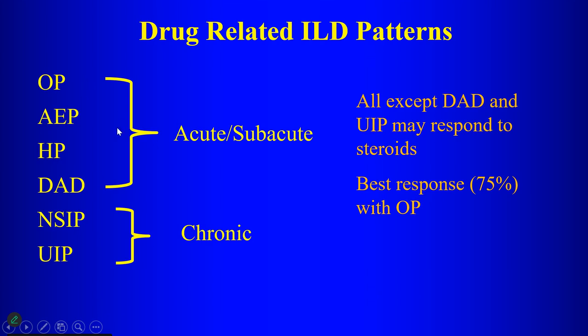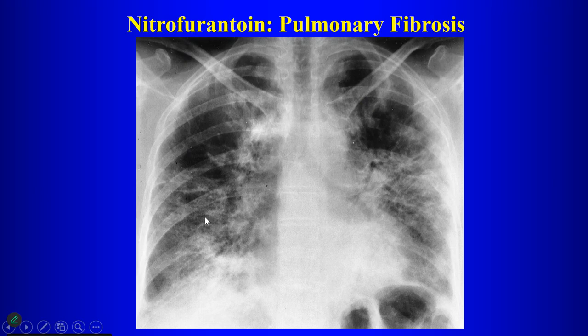The ILD patterns associated with drugs. So these are acute, subacute patterns. Patients tend to be much more symptomatic here. And all except the ARDS pattern and UIP may respond to steroids. Organizing pneumonia, that pattern is very responsive to steroids. More fibrotic patterns like NSIP and UIP, you can also see that with drug reactions.